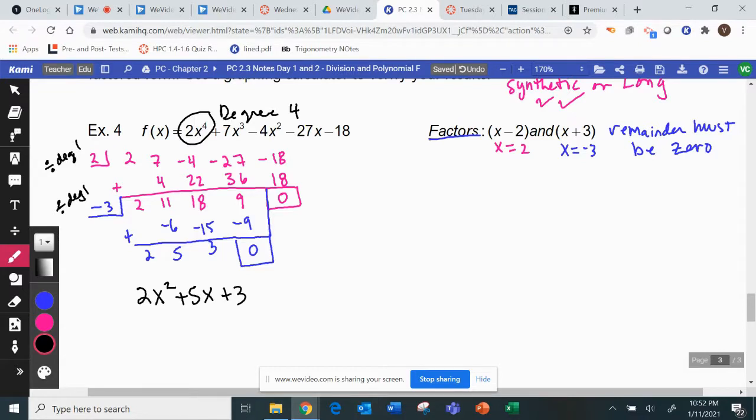Now I need to write this in factored form, so I need to see, is this factorable? 2x and x. 3 has got to be 3 and 1. See if I put my 3 here and my 1 here. If I multiply those, I'll get 2x. If I multiply those, I'll get 3x. And I add them together. That gives me the 5x in the middle. So I have factored it correctly.